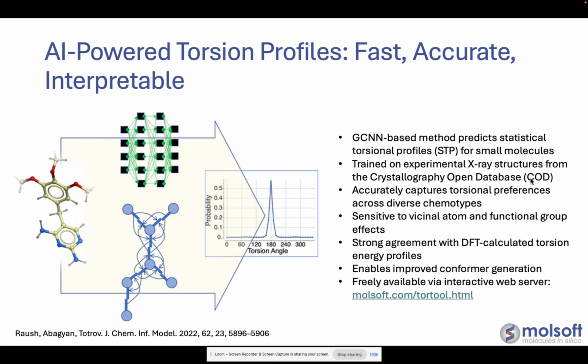What's more, the statistical profiles predicted by GCNN STP show strong agreement with torsion energy profiles derived from quantum chemical calculations such as those based on density functional theory, DFT. We'll demonstrate how these GCNN STP profiles can be applied to improve conformer generation in structure-based drug design.